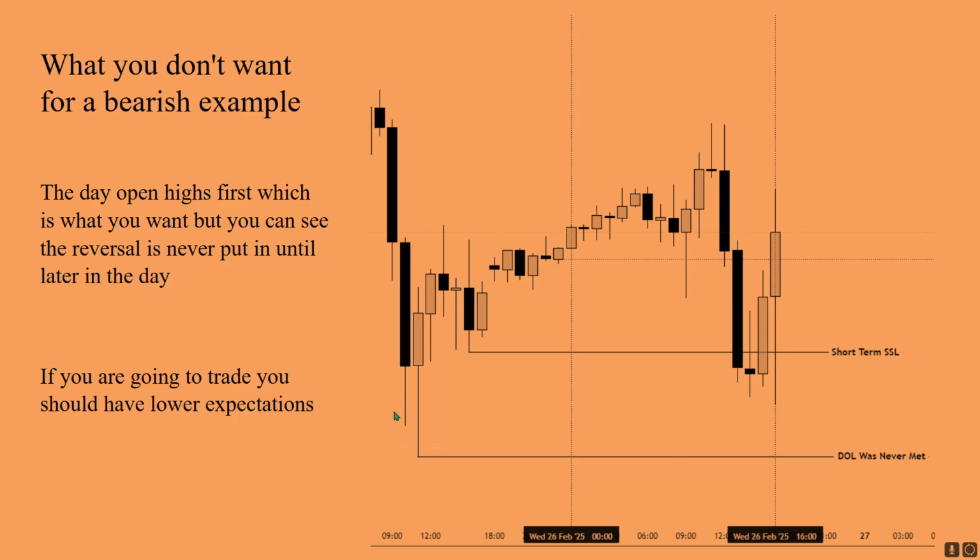And you can see this would normally be our drawn liquidity, but that was never met. Just the short-term sell-side liquidity pool here. And once again, if you are going to trade this sort of day, you have to have lower expectations. And so this move right here, up, this was 9 a.m., 10 a.m., 11, 12, 1, right? So something along those lines.